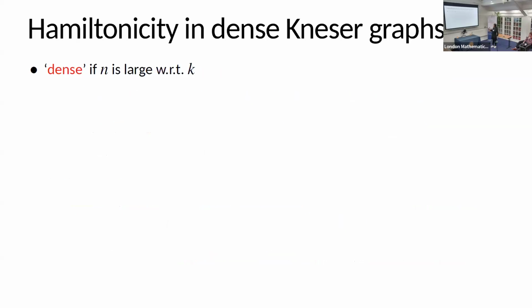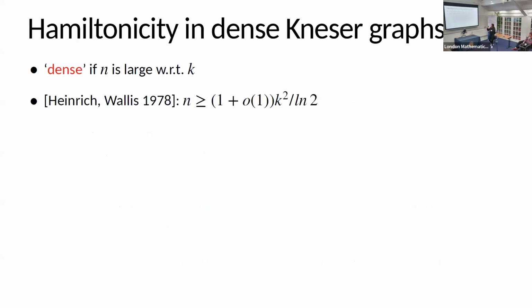Okay, so I just want to revise a few of the known results about the Hamiltonicity in the dense Kneser graphs. Broadly speaking, Kneser graphs can be divided into 2 categories, dense and sparse. A graph is dense when n is large with respect to k. So I will just write some of the known results. You can see that these graphs have been under study since the 70s. Heinrich and Wallis in 1978 proved that when n is at least that quantity, the corresponding graph will be Hamiltonian.